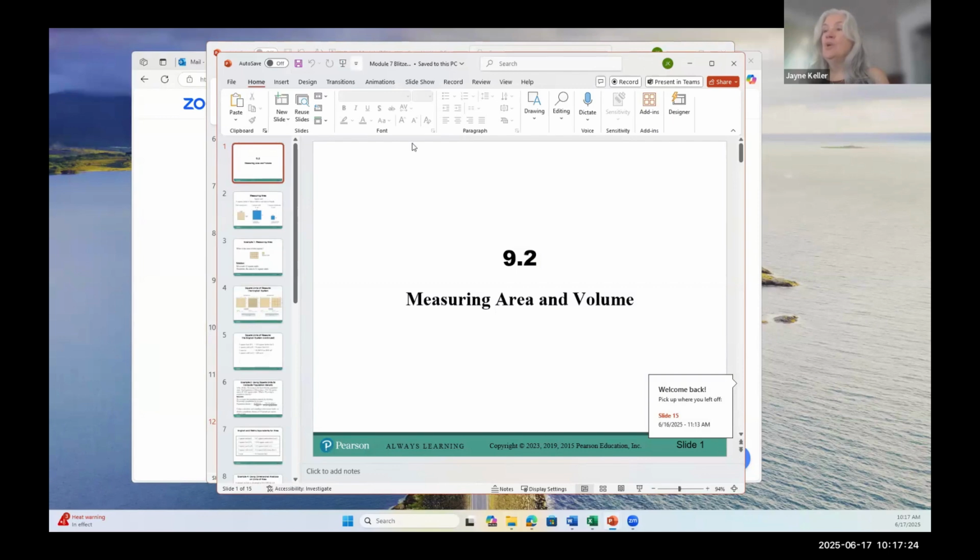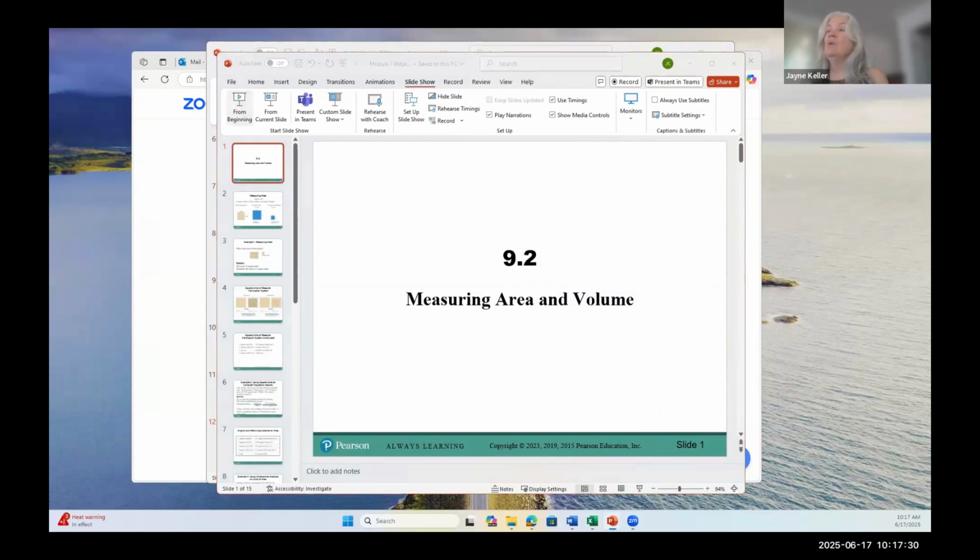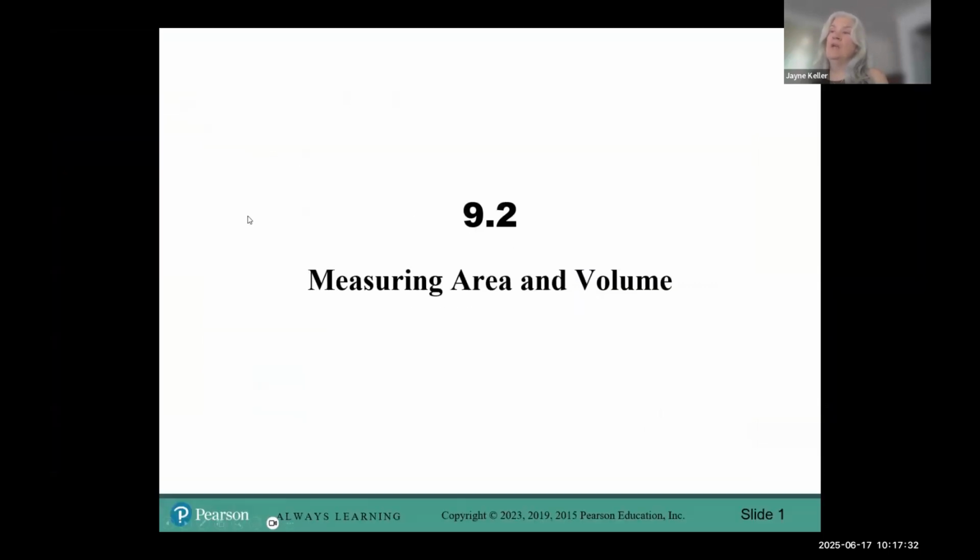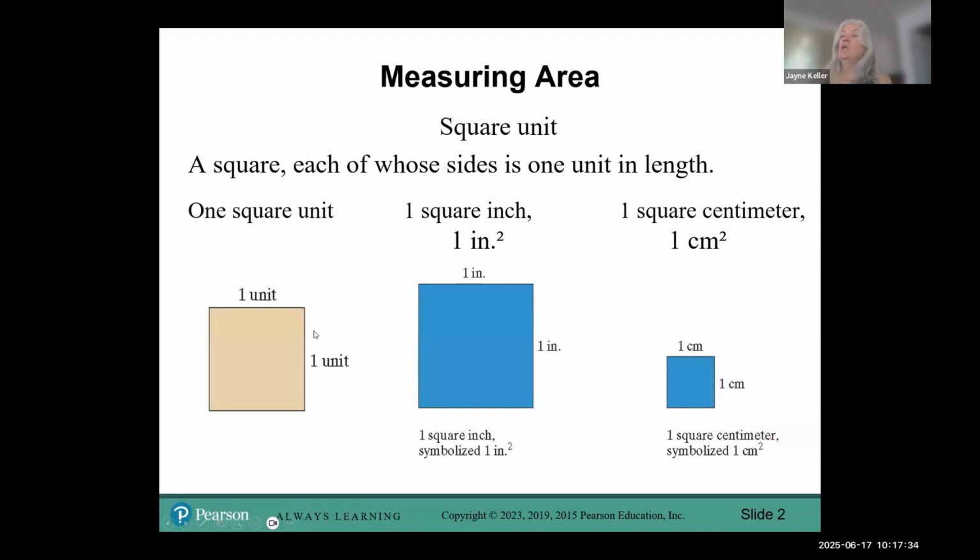And in 9.2, we're going to be looking at area and volume. And there's a very important thing to think about when you're converting area. So let's take a look. Here, notice that I have a square unit. And when we measure area, we're thinking like, if I'm measuring in inches, how many squares that have an inch on all sides could I fit into that space? So that's what a measure of area means.